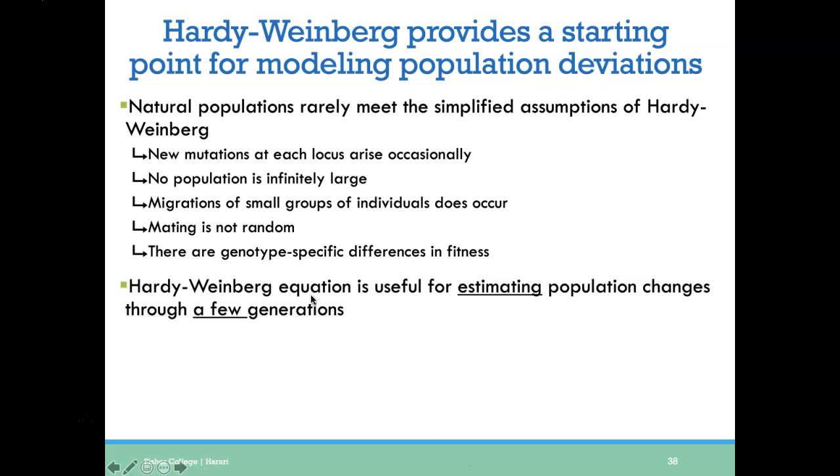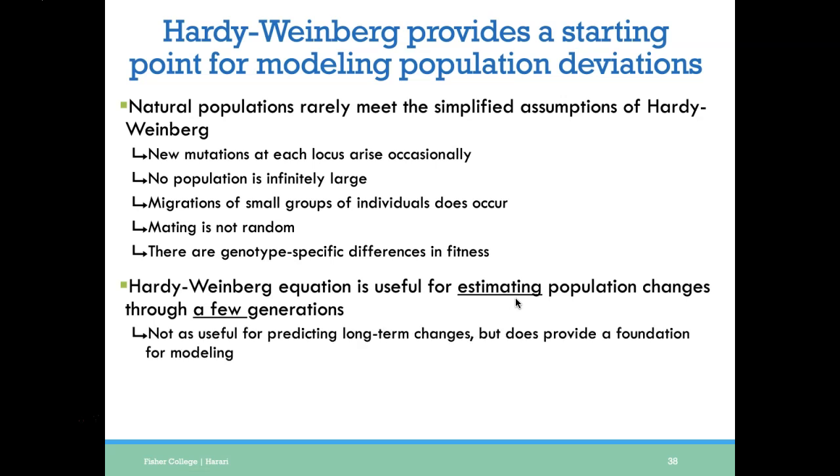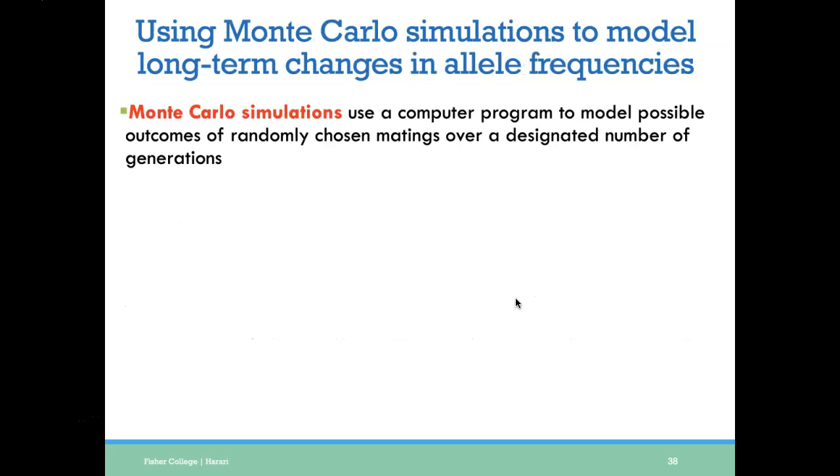The Hardy-Weinberg equation is useful to estimate population changes through a few generations, but it has a lot of limitations. It's not a useful equation to predict long-term change, but it's a good starting point to model population deviations. Another type of simulation can be used to model long-term changes in allele frequencies. These are called Monte Carlo simulations. It's a computer program that models possible outcomes of randomly chosen matings over a number of generations. This models the effect of sampling errors, as we'll soon see.